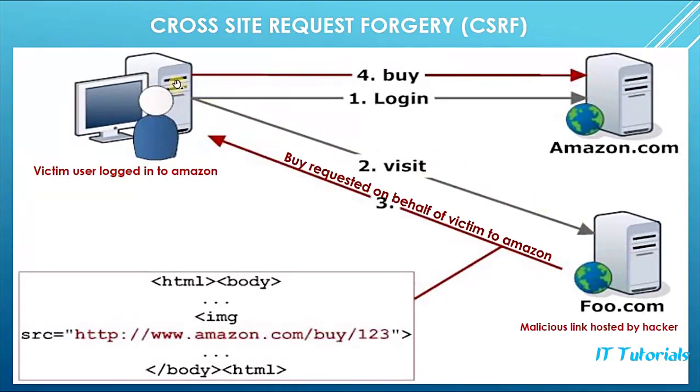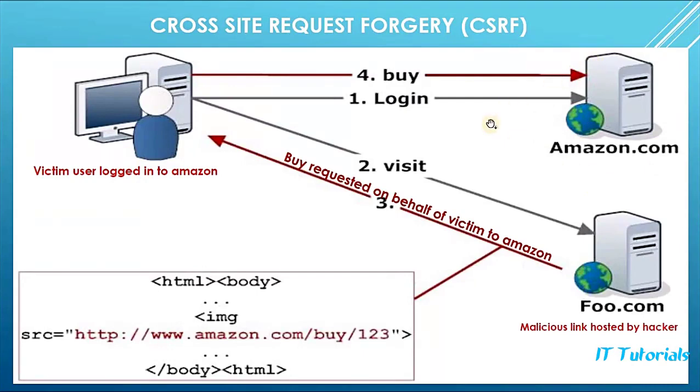As this user is already logged into Amazon.com, his session is authenticated. So if the user clicks that link, he will buy the product for the hacker, and the hacker will receive the product on behalf of the victim user from Amazon.com. This is called cross-site request forgery. Sometimes it is also called a confused deputy attack, because in this case the deputy is Amazon.com. He is not able to figure out who is requesting the URL and buying a product. This vulnerability exists in web applications, and Amazon.com is vulnerable in this case.